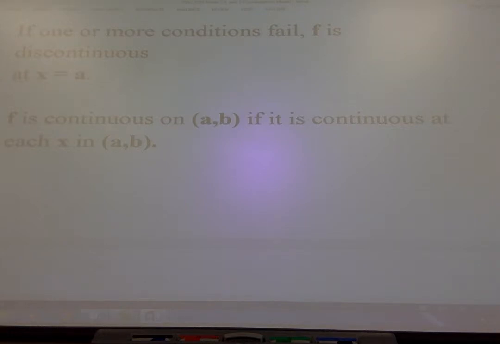Okay. If it looked like this, condition 2 would fail. The limit would not exist, would it? It approaches this value from the left and that value from the right. Okay.